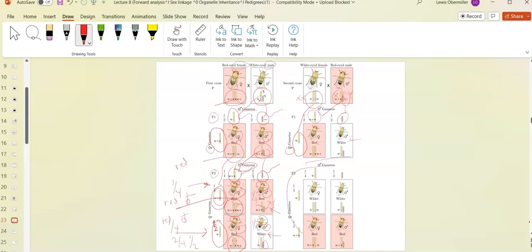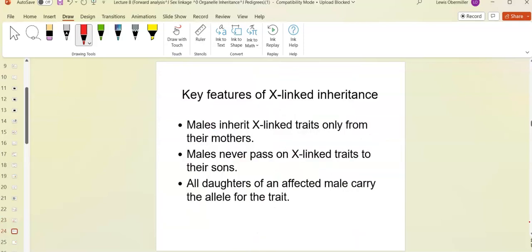And then we can carry on this cross here. So it really depends on how we do the cross, right? If we start with a red-eyed male or a white-eyed male. And then we get these weird numbers, and it's due to standard Mendelian genetics. It's just that there's only one copy of that allele in males. Okay, so hopefully that makes sense. And like I said, there are a lot of practice problems that you can do in the problem sets.